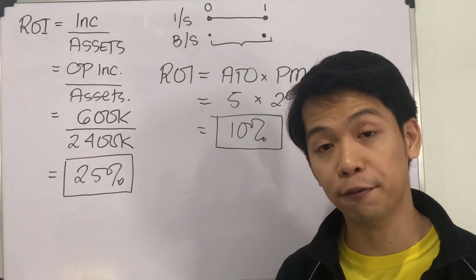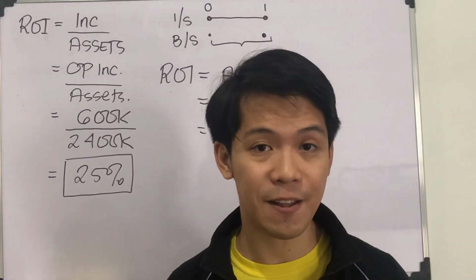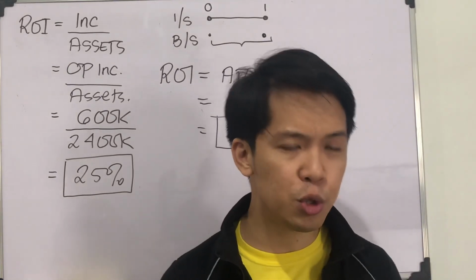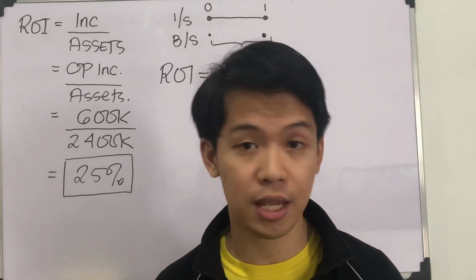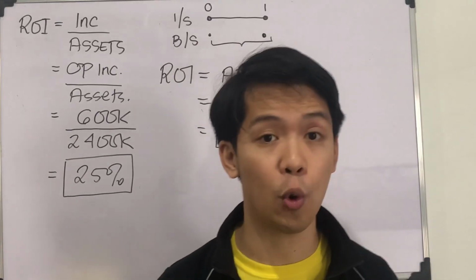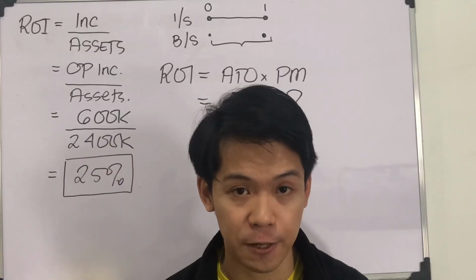So what's the point of this calculation? Why would we want an alternative way of presenting our ROI calculation? Well, it has something to do with how to communicate to your top management as well as to non-accounting and non-finance people in the company on how to increase the ROI. If we follow the DuPont equation, we may increase ROI by doing any or both of the following. Increase your asset turnover and or increase your profit margin.